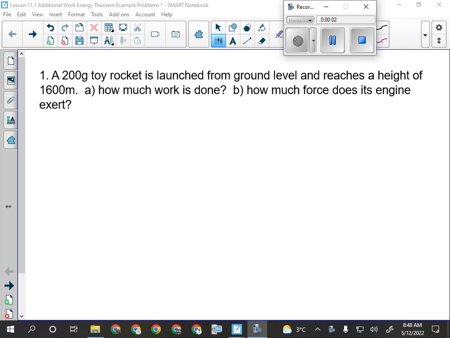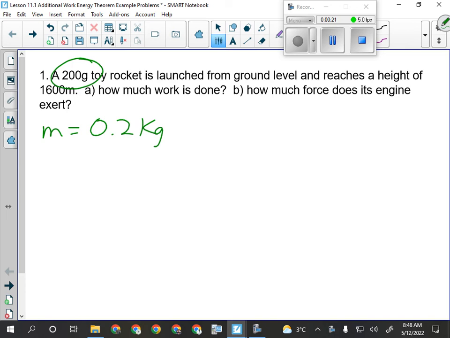Okay, so we got our work energy theorem, okay, problem here. And the first thing we want to do with all problems is obviously write out our givens. 200 grams. What is that? Mass. What does it need to be in? Kilograms. These are just the little details we always have to watch for. Questions are trying to trick us. Just be paranoid. They're always trying to trick you. Okay? So, I've got a mass of 0.2 kilograms, and it's launched from ground level.